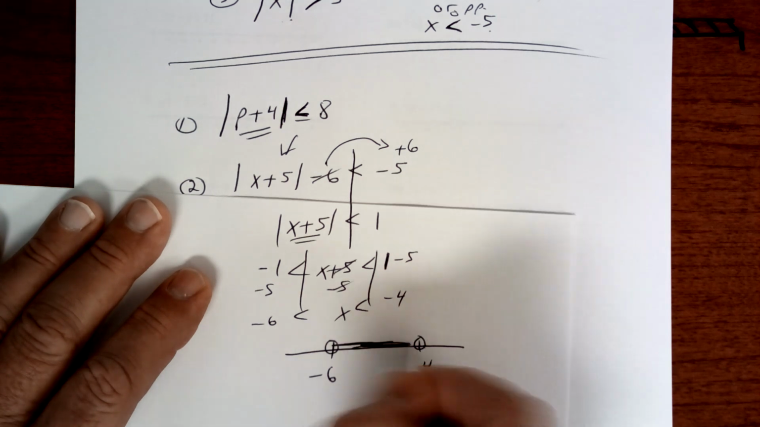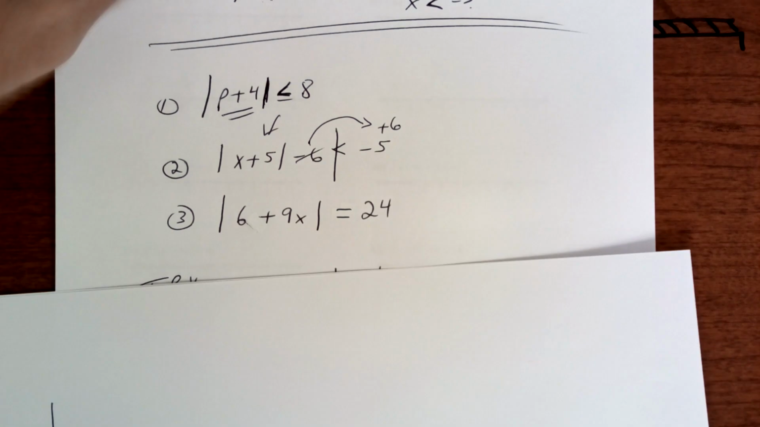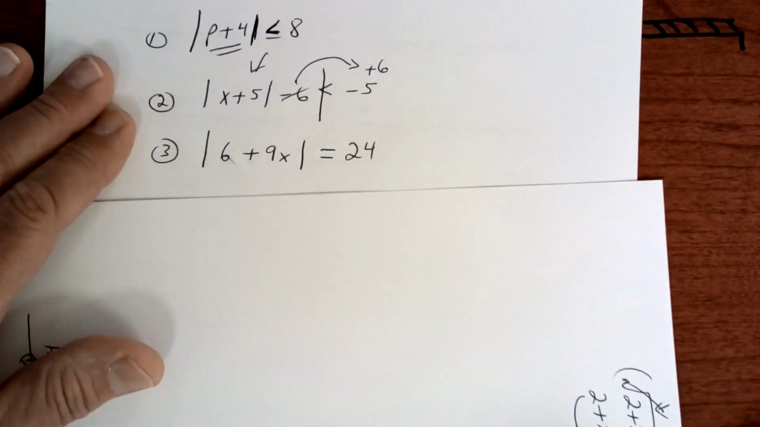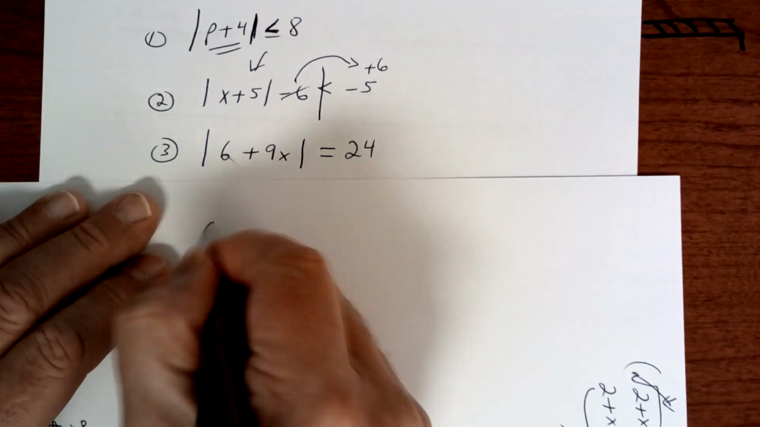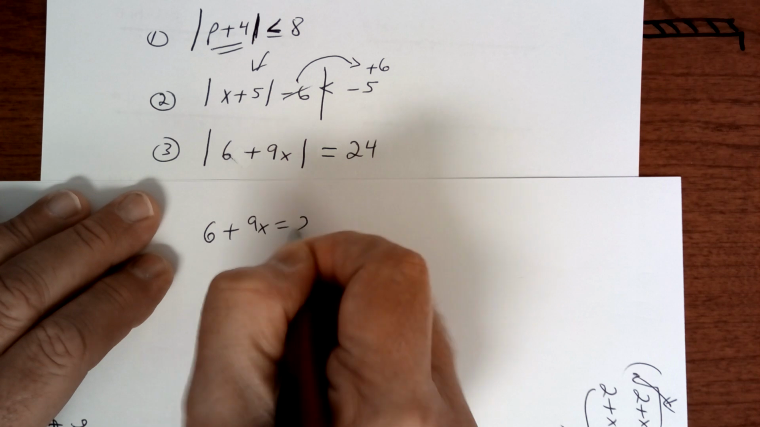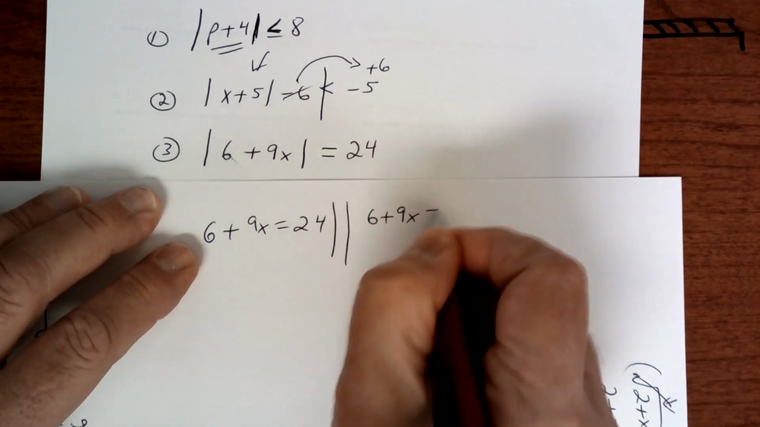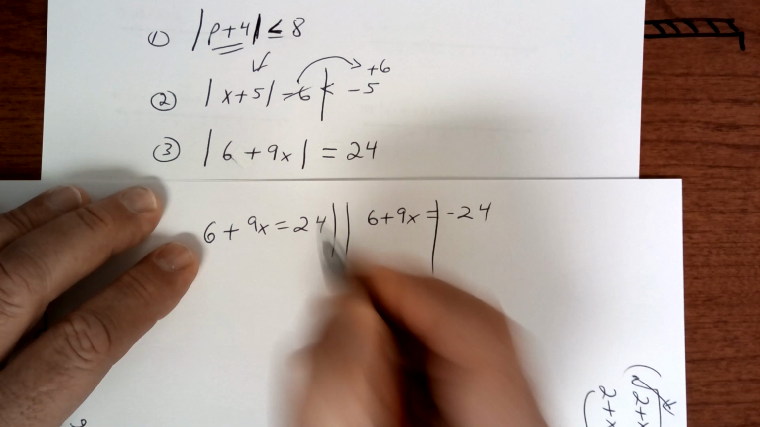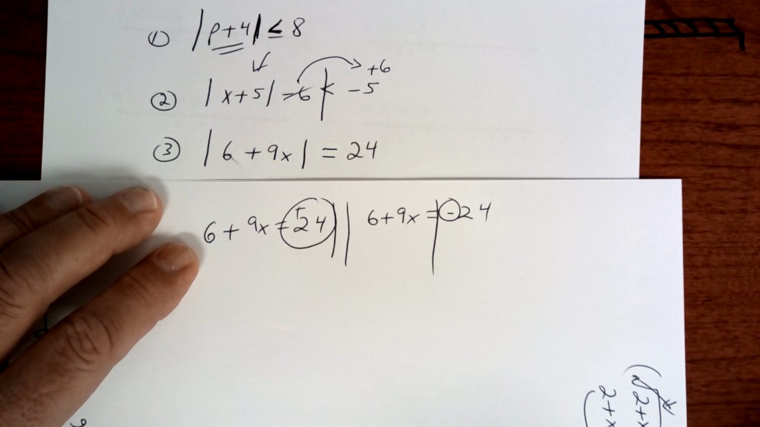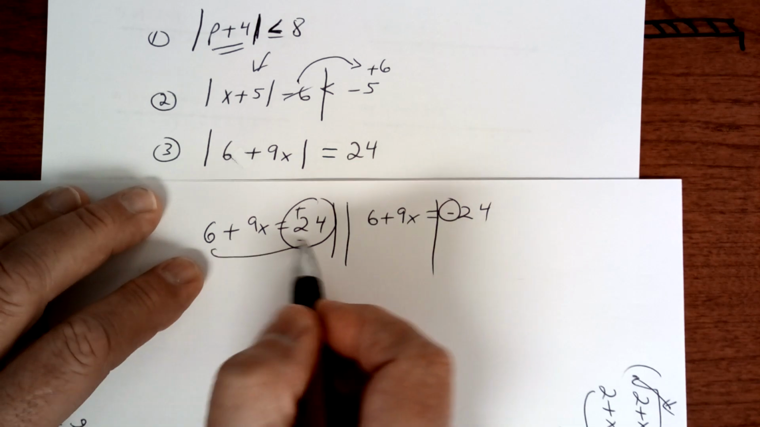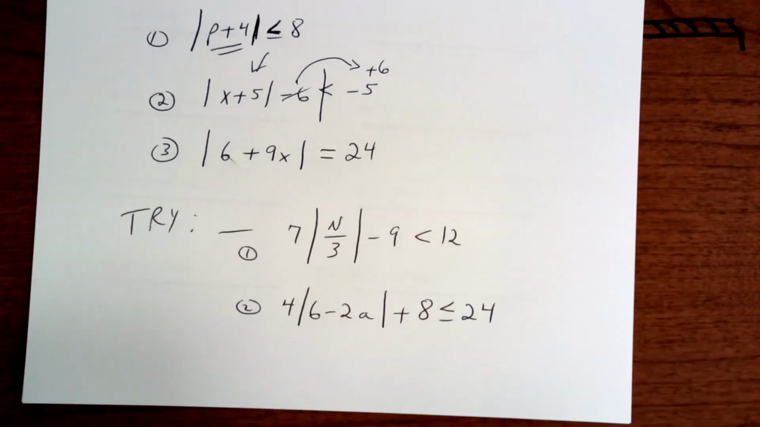There it is. Last one. Equal to. Okay, so this one is equal to, so it's going to be the same and then the opposite. Same, opposite. And then you work it out. Subtract, divide, subtract, divide. Okay, try these two.